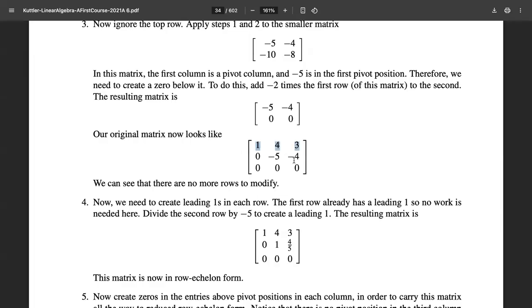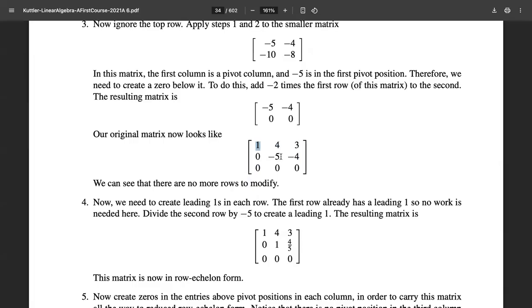So now the original entry looks like this. The first leading entry is a 1. The second leading entry is a -5. So the third row does not have a leading entry, so we do not need to be concerned about the third row. So no work needs to be done for the first row, but for the second row, I need to make the -5 into a 1.